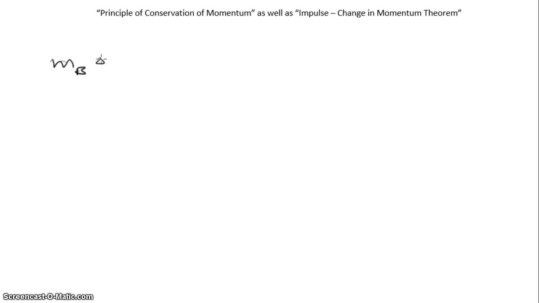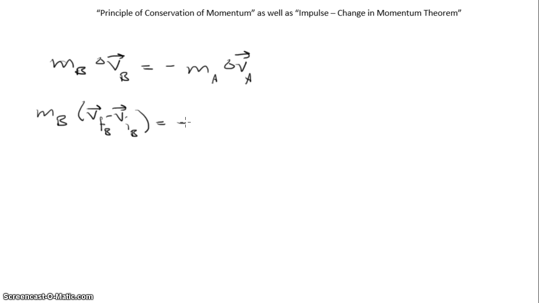Mass B, change in velocity B, equals the opposite, mass A, change in velocity A. Now remember, deltas are finals minus initials, so I can rewrite that as V final minus V initial. Those are both for B. And this is the opposite of mass A, V final A minus V initial A. Now it looks worse, but it's going to get better, or at least more useful.